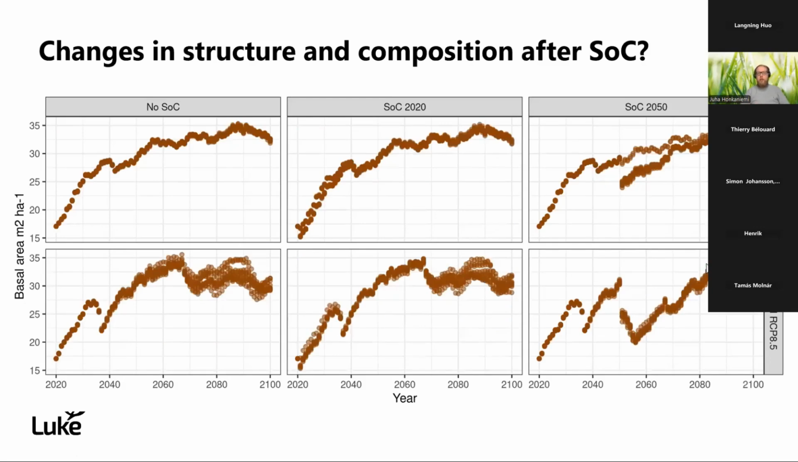A bit of the same story regarding structure, measured here with basal area. Variation increases a bit with these storms of the century being simulated, and the trajectories are a bit different, but in the end they will reach, on average at landscape scale, a basal area of roughly 30 to 33 square meters per hectare.